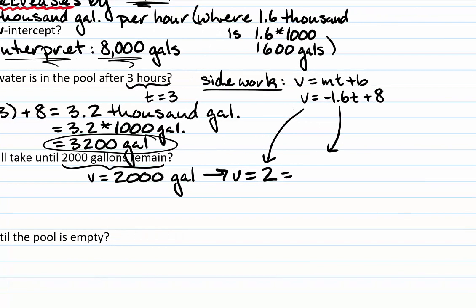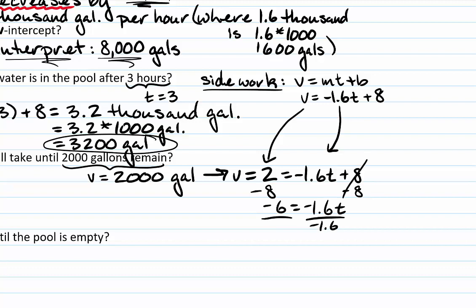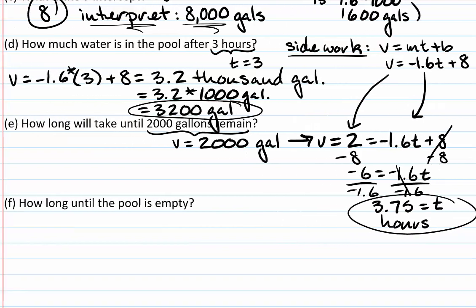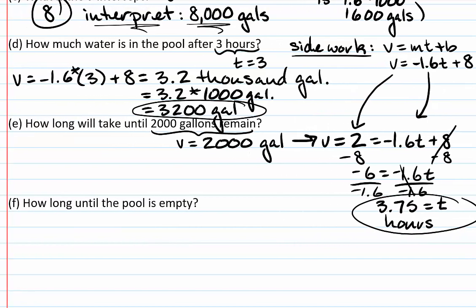And now we have 2 equals negative 1.6t plus 8. We don't know what t is. That's what we're trying to find. We have to solve this equation. So if you subtract 8 from both sides, you'll get negative 6 over there. These cancel. If you divide by negative 1.6 on both sides, these cancel, and you get 3.75. That's t. Remember, t is in hours, so 3.75 hours. That's how long it will take until 2,000 gallons remain.